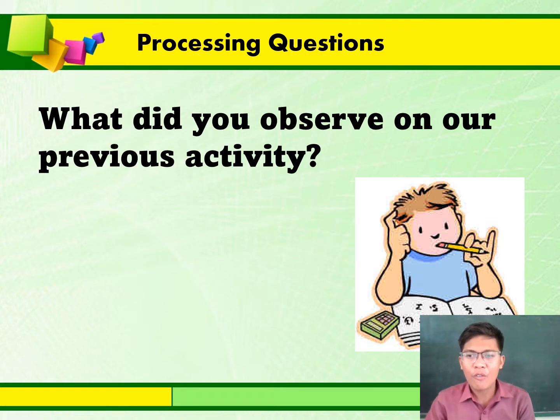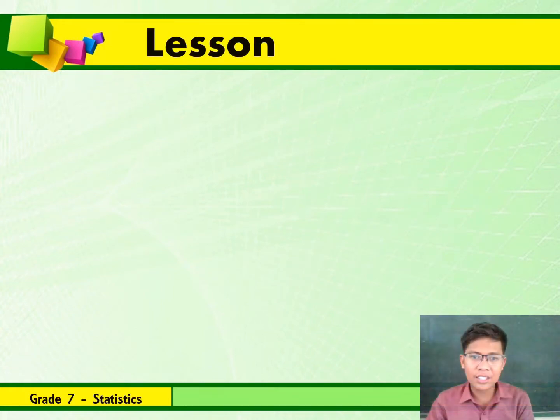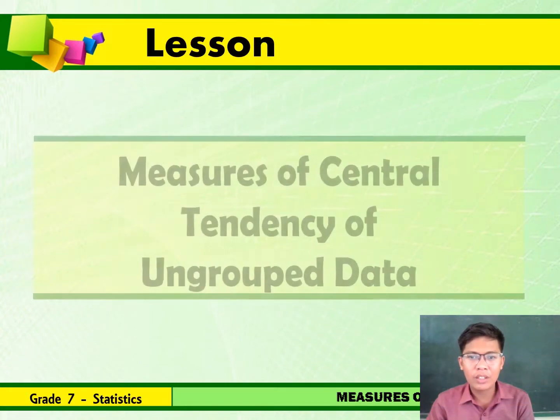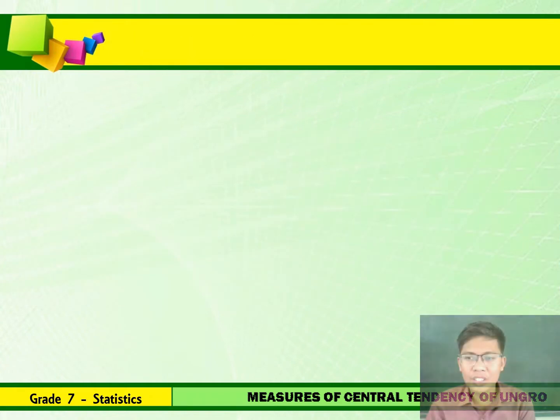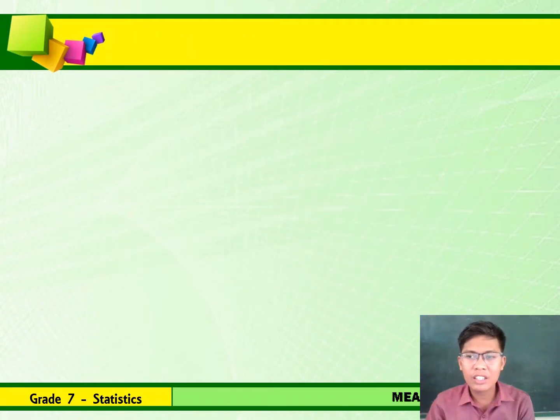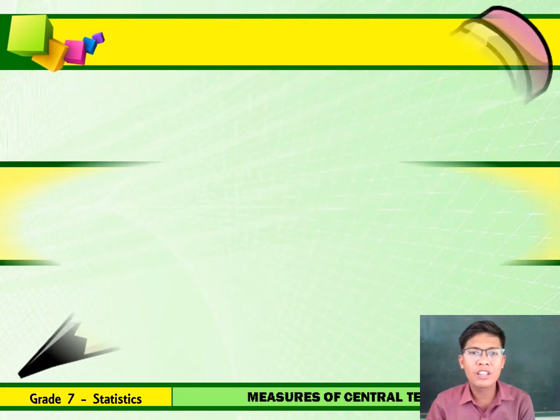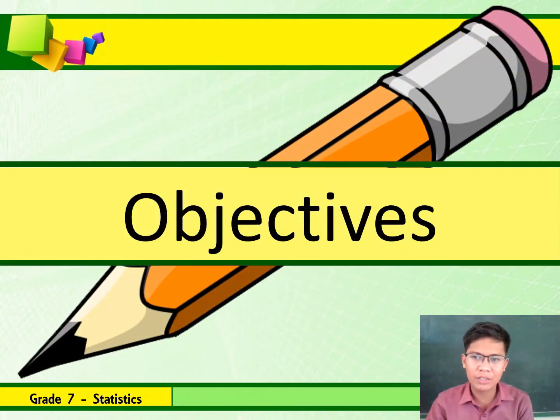All right, very good. So, as you can see, class, that activity has something to do with our lesson for today, since our lesson is all about the measures of central tendency of ungrouped data. So before we proceed on the lesson, let us try first to read the different objectives of our lesson.